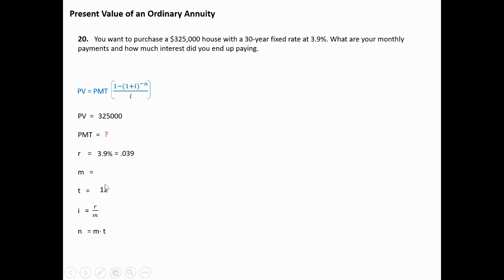Monthly means M is 12, and the time will be 30 years. So my I will be 0.039 divided by 12, which gives us something like 0.00325. And the N is M times T, which is 12 times 30. That gives us 360. So plug everything into the formula.